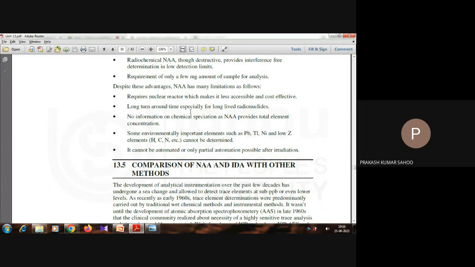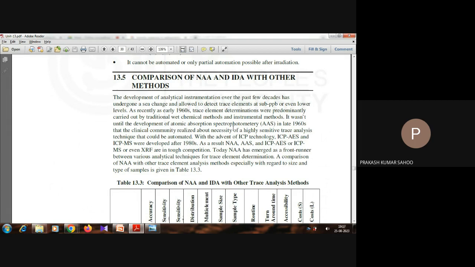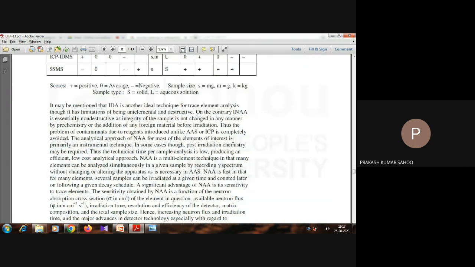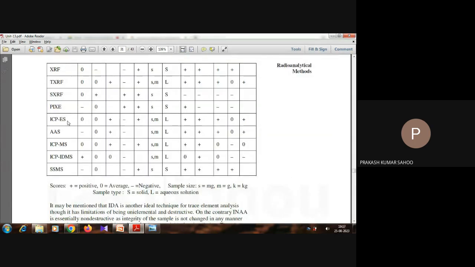Long turnaround time, especially for long-lived radionuclides. No information on chemical speciation is available. Some environmentally important elements cannot be determined. It cannot be automated; only partial automation is possible after reaction. These are the limitations. And there is a comparison between INAA, RNAA, and IDA for sample size, accuracy, sensitivity. Just go through these things, and these are the spectroscopic techniques.